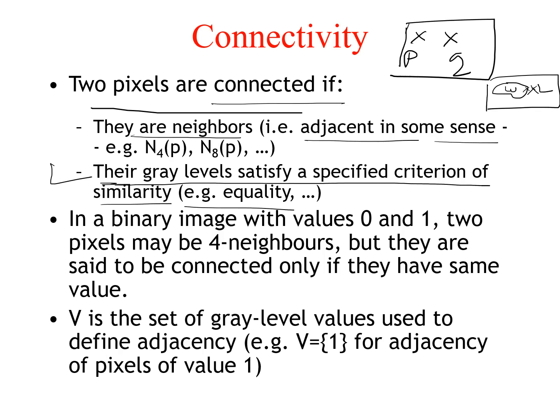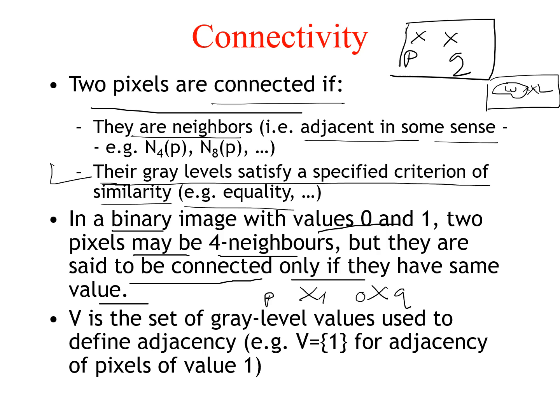So in a binary image with values 0 and 1, what is the meaning of binary image? Either it will have a value 0 or 1. Two pixels may be four neighbors, but they are said to be connected only if they have the same value. Means if I have two pixels P and Q, they are neighbors, but if this has a value 1 and this has a value 0, then we cannot say that P and Q are connected.